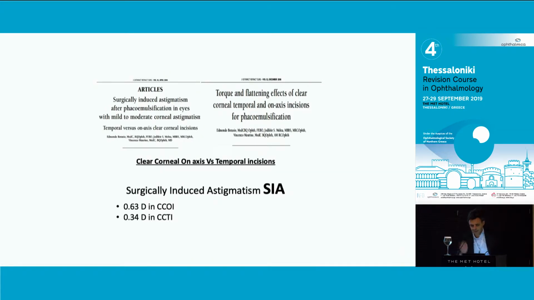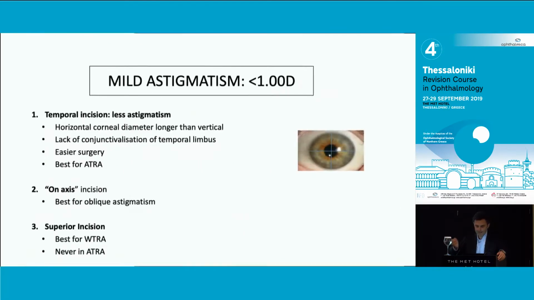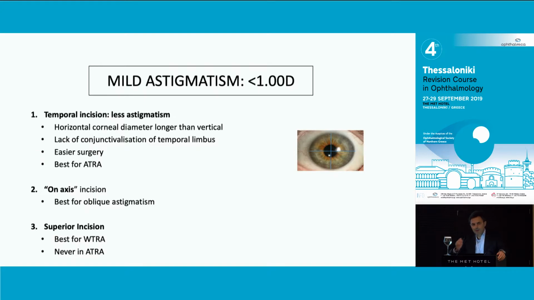And we did a study in the past just to show how much we can induce astigmatism with a 3.2 incision rather than 2.4. So mild astigmatism is easy. Remember, your incision should always be temporal because you induce less astigmatism. On-axis incisions are really good, and oblique incisions too, and a superior incision should definitely be avoided when you're dealing with against-the-rule astigmatism, because you will make it worse.